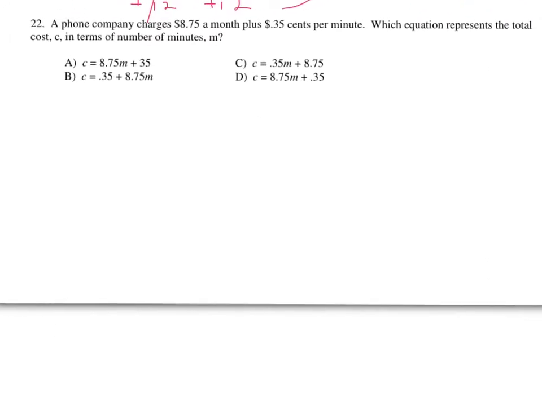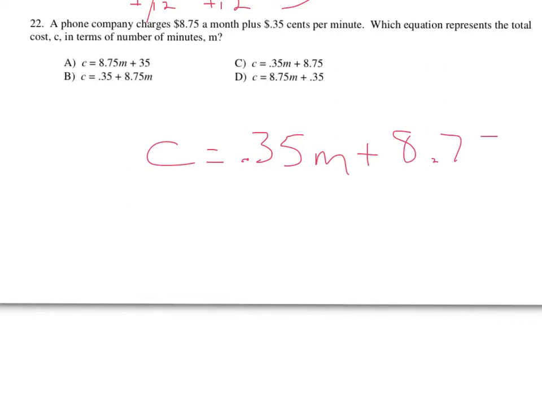$22. Phone company charges $8.75 a month plus 35 cents per minute. Which equation represents the total cost in terms of number of minutes m? Okay, so we're trying to find the cost in terms of the number of minutes m. So our cost equals 35 cents per minute plus the $8.75 charge to have the phone.